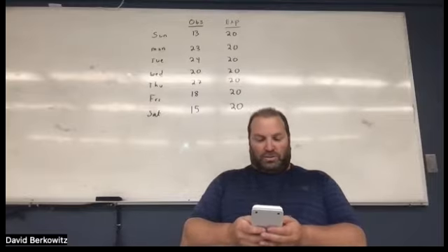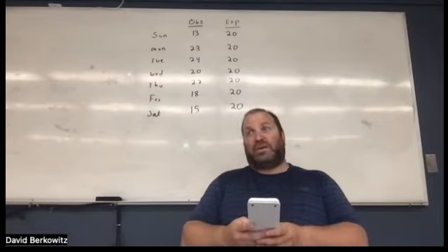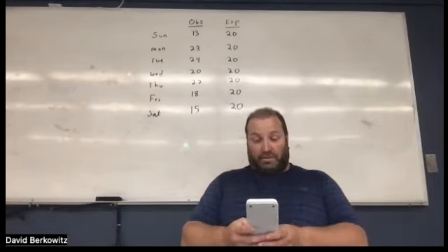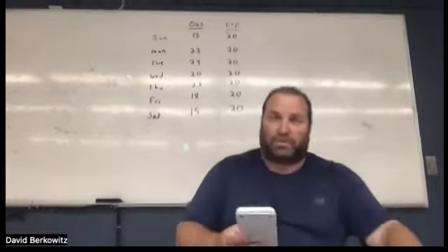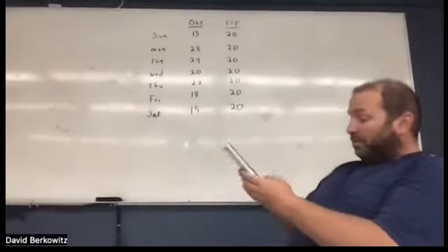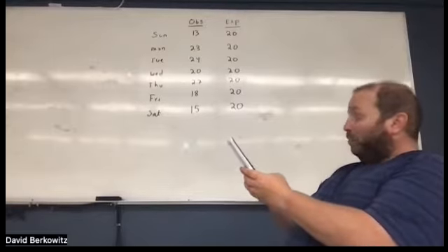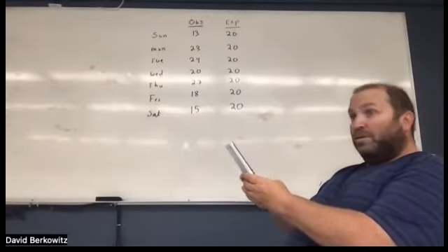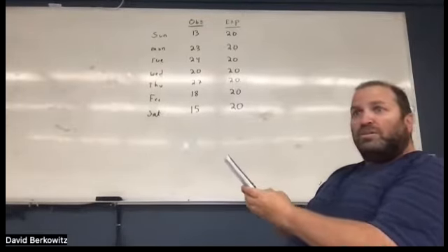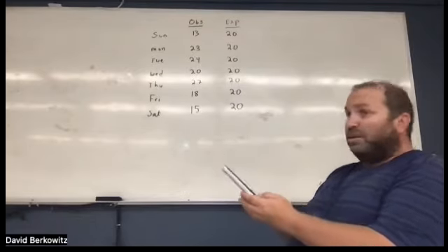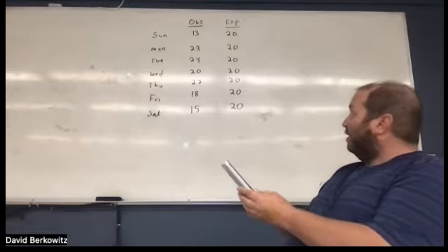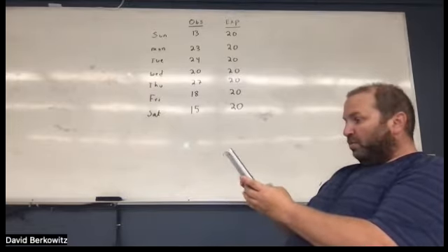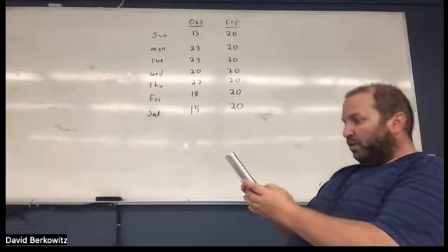So what I'd like you to do is quit out of this altogether. Hit stat again. And this time hit edit. And in list 1, what are you going to put? Your observed. So 13, 23, 24, 20, 27, 18, 15, and in L2, 20, 20, 20, 20, 20, 20, 20.